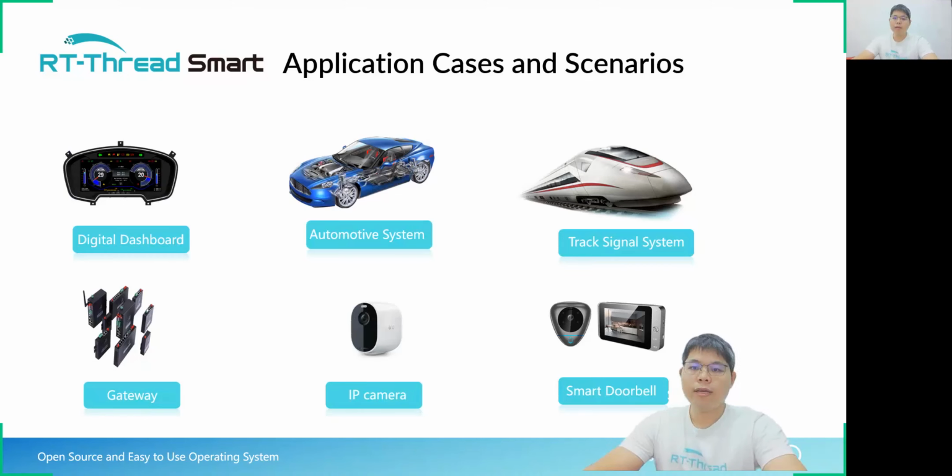So, in summary, for the application cases, RT-Thread Smart can be used in a wide range of applications. For example, the products in security, such as IP camera, gateway, industrial control, onboard device, and consumer electronics, and so on.